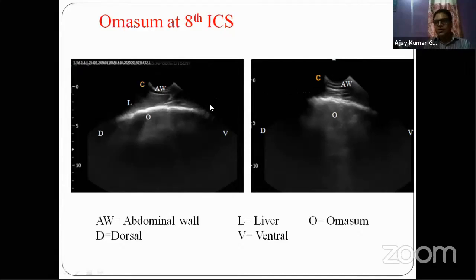Both the pictures are through the 8th intercostal space, but in this picture, you don't find the liver between the abdominal wall and the omasum, whereas in this picture there is liver. So it depends upon the actual site from where you are scanning the organ. When you scan it dorsally in the intercostal space, the liver will be overlapping the omasum. Whereas if you scan from a slightly ventral region in the intercostal space, the liver will not be between the abdominal wall and the omasum. So the omasum will be in direct contact with the abdominal wall.